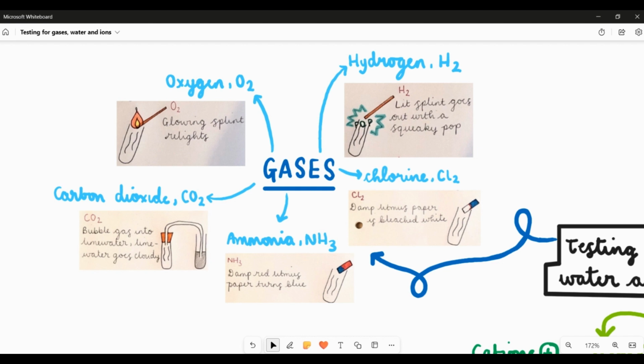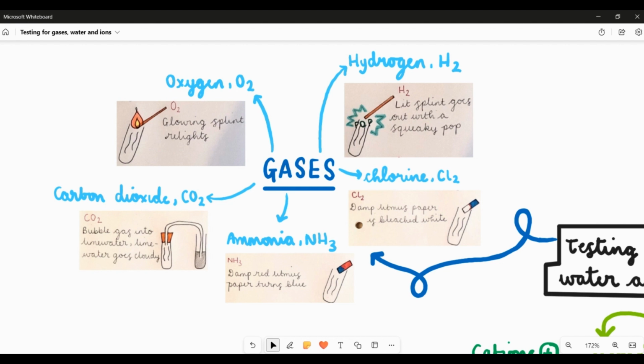Now, I've used some pre-drawn diagrams, which I thought would be better than what I could draw electronically on the screen. So we'll start with hydrogen. In order to test for hydrogen, we would add a lit splint to what we believed was hydrogen gas. And if it is hydrogen, the lit splint will go out with a squeaky pop. That's a key phrase that we need to include in our answers. Lit splint goes out with a squeaky pop.